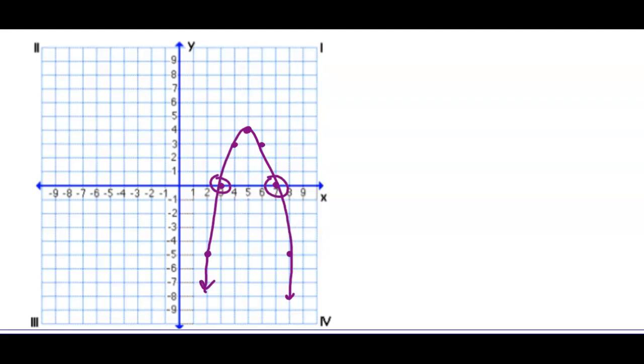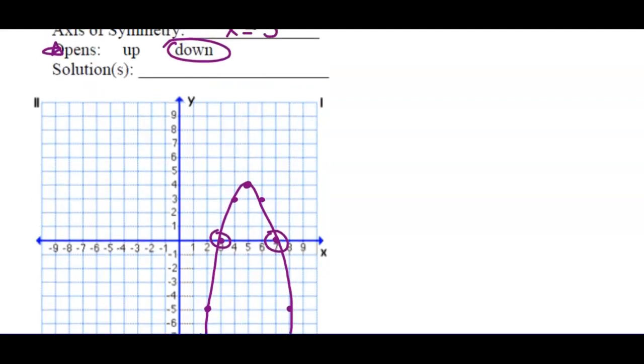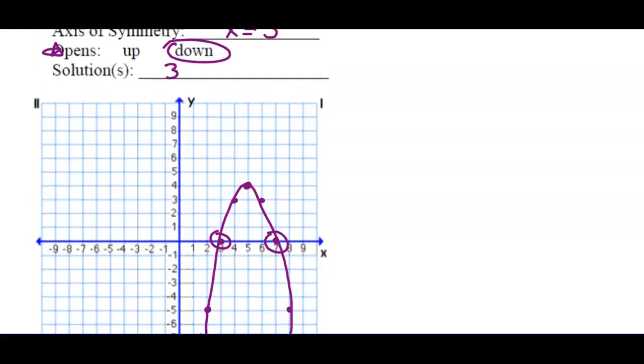Well, this is 1, this is 2, this is 3. And what's the other one? So I've got (3, 0), and I've got (7, 0).